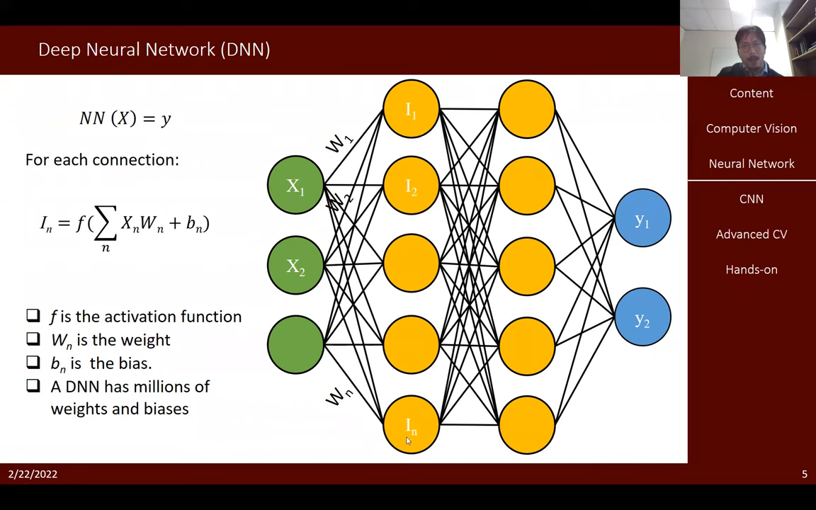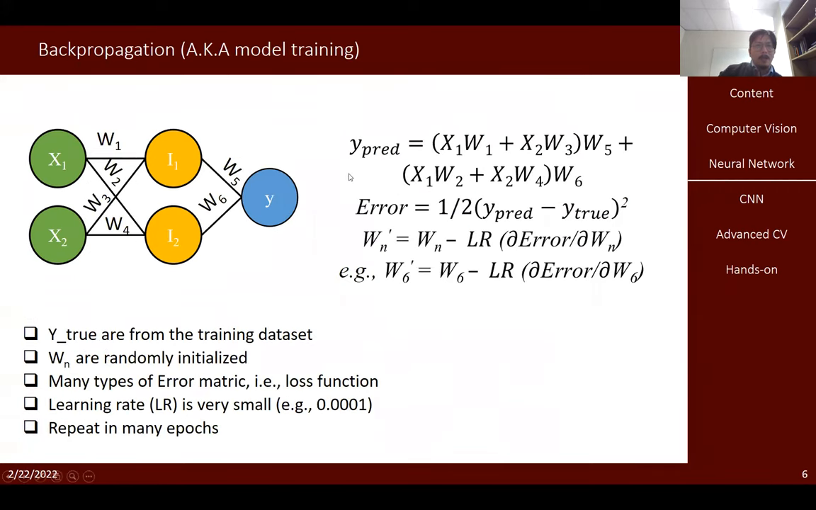So this is one layer, and if we have one more lined-up set of neurons, there's another layer. When you have many layers, like 50 or 100, it's called a deep neural network. A typical deep neural network has millions of weights and biases. If we want to get the right output Y, we need to optimize to get the right biases and weights. The process to optimize those weights is called back propagation, or model training. Here I'm going to show how this is done in principle in the simplest example, so we get the idea of how we train the model.